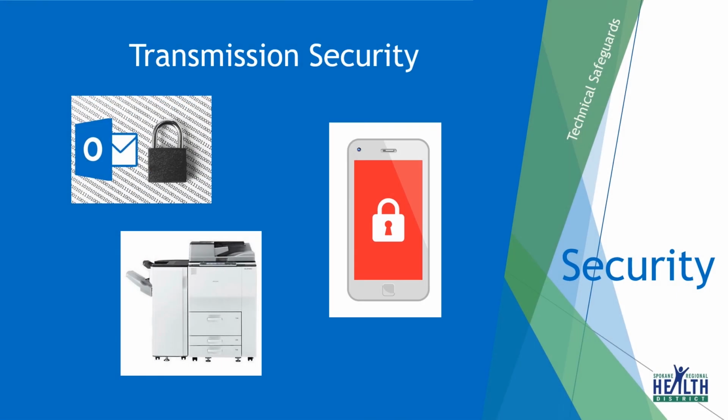The final standard in the Technical Safeguards section requires covered entities to implement technical security measures to guard against unauthorized access to ePHI that is being transmitted over an electronic communications network. Because emails, fax lines, and mobile devices are used to communicate, SRHD is required to implement policies and procedures to protect those transmissions.